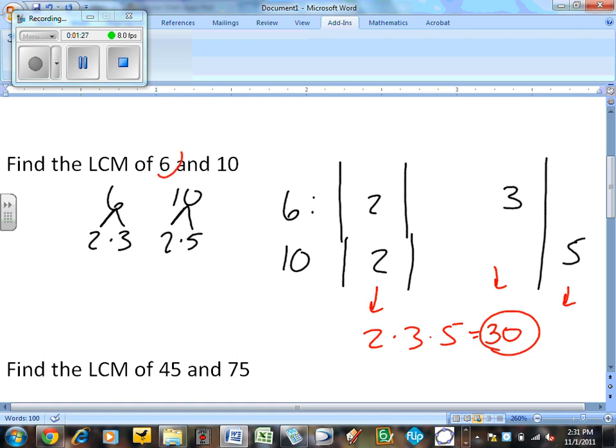I can change 6. I can multiply 6 times 5 and get 30, and I can multiply 10 times 3 and get to 30. I can make these two numbers, I can multiply them by something and change them into the same number. That's going to be helpful when we get to adding and subtracting fractions because we need a common denominator. Okay, so the biggest thing for LCM, we take 1 out of each column.